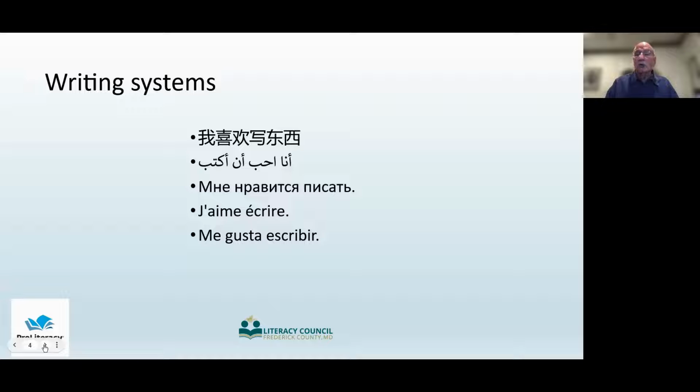French and Spanish more closely resemble English. They use the same alphabet, but the words and grammar are different, and often those same letters make different sounds. These sentences all say the same thing: I like to write.